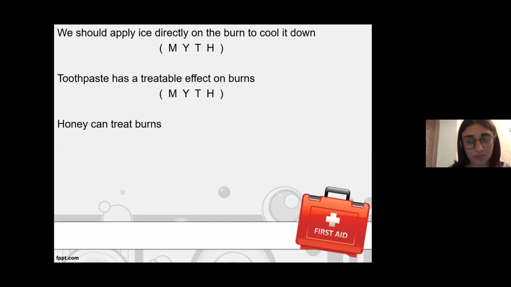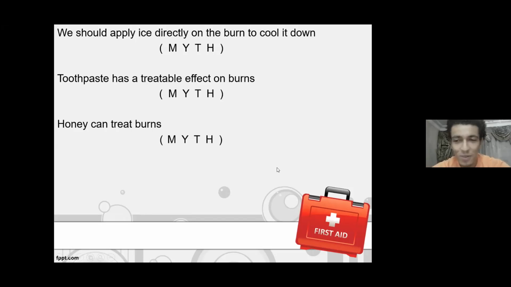I guess it's mistakenly. Maybe. Okay. Okay. Then all we said is myth, not true.